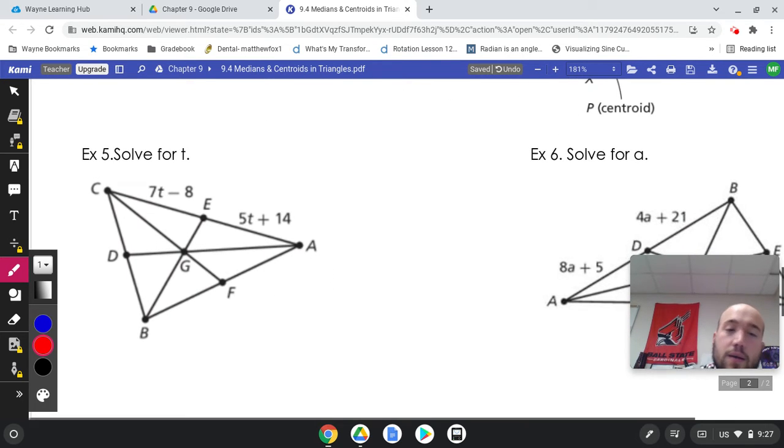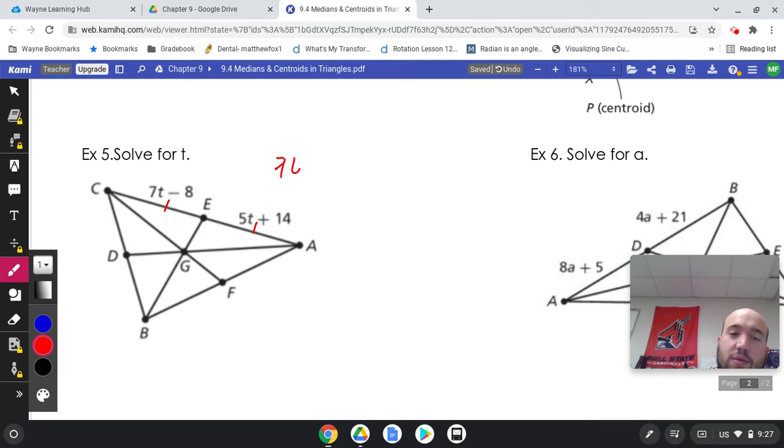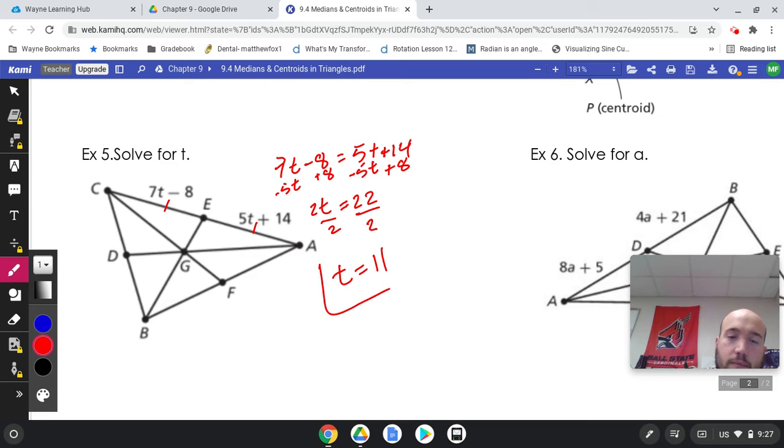Okay, now we have to be careful. We have to see what they asked. So if G is our centroid here, we know that these two opposite sides, or these two, are the same. E is a midpoint. So we can do 7t minus 8 equals 5t plus 14. Subtract the 5t. Add 8. Divide by 2. And we get t equals 11.